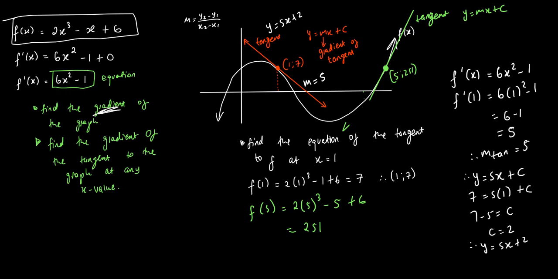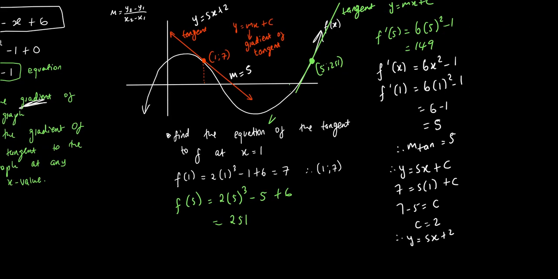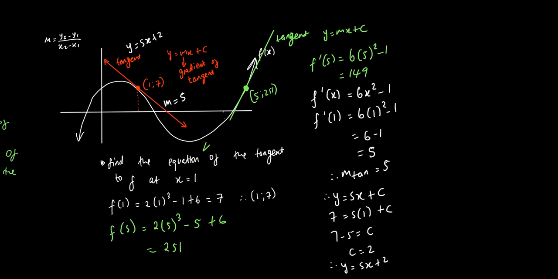So I'm gonna say f prime of 5 is equal to, then I substitute here, 6 into 5 squared minus 1. So you say 6 into 5 squared minus 1, so the answer is 149. That 149 is the gradient at that point, is the gradient of the tangent. So therefore I can now say y is going to be equal to 149x plus c.